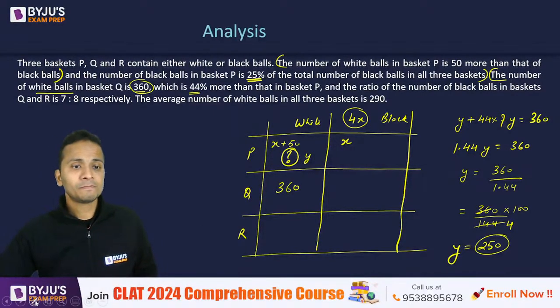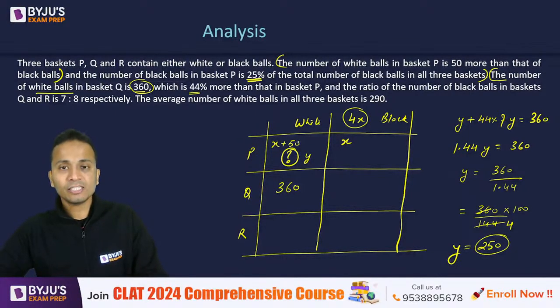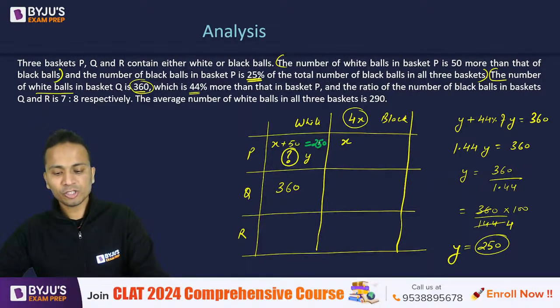मतलब क्या है? The number of white balls in basket P is given as 250. So this number is 250. Okay? Alright. This number is 250.